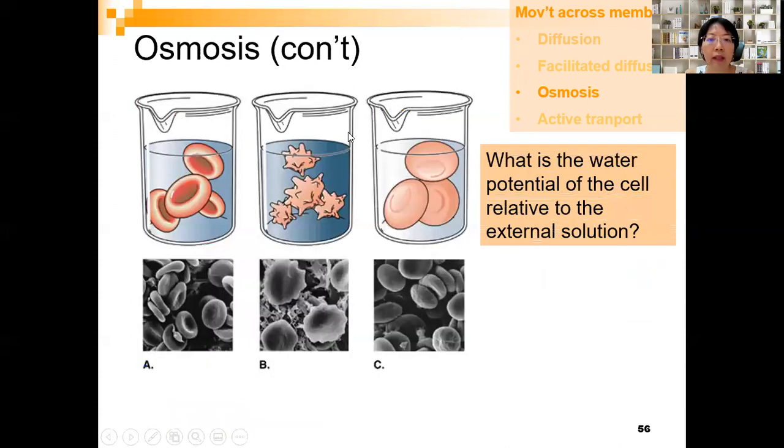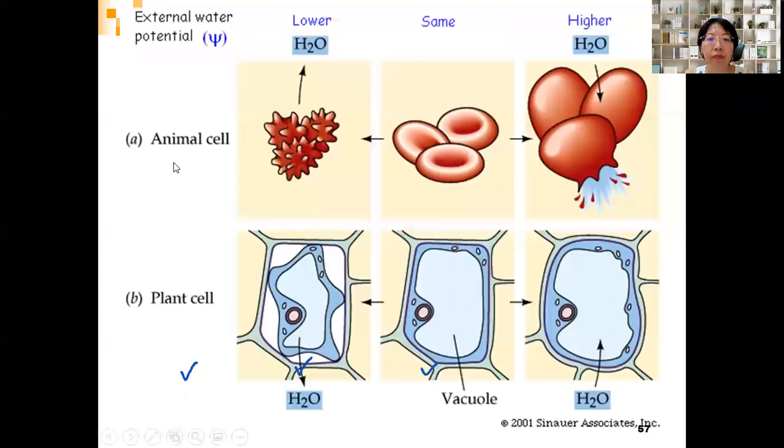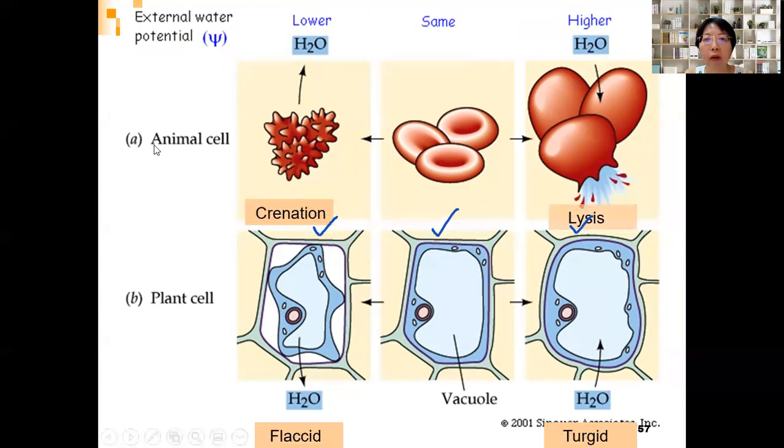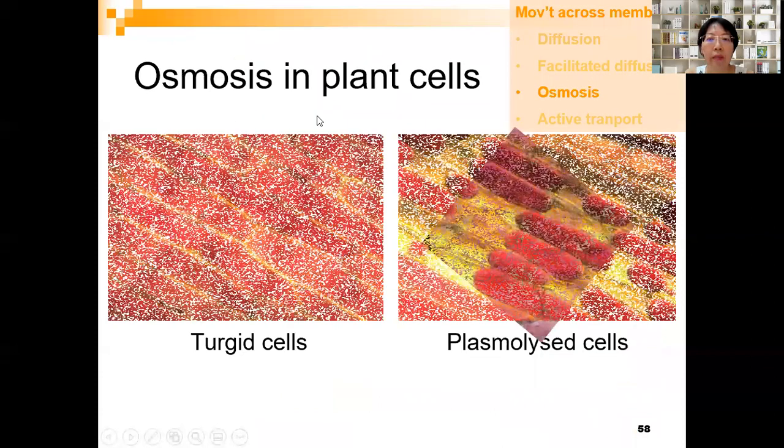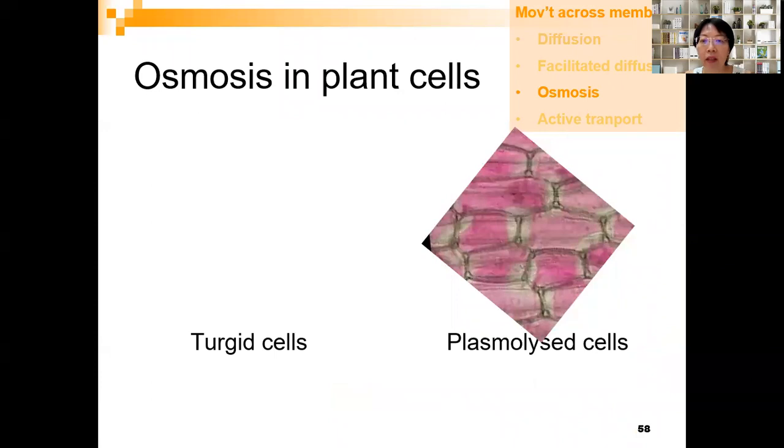Here, let us look at the diagram to illustrate the normal red blood cell, and a red blood cell that has expanded. Eventually it will burst. This is a red blood cell that's crenated and one that's expanded. Next we look at plant cells: flaccid, normal, and turgid. Learn how to describe the cell.